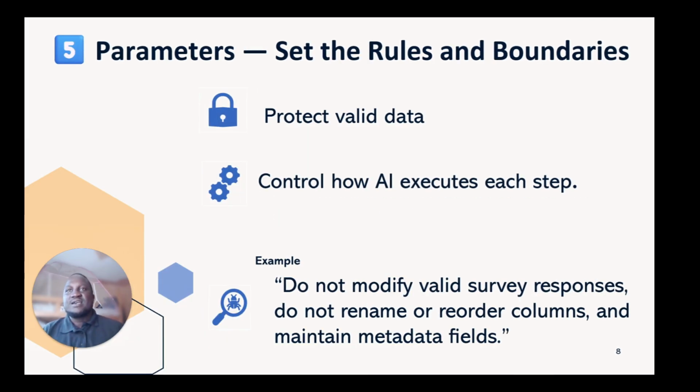The last one is what we call the parameters. So these mainly look at how you're supposed to set the rules and boundaries. These are what we call the guardrails that keep AI from breaking your data set. You're giving it constraints to ensure accuracy and data integrity as well. So finally, you're supposed to add the rules. You add a bit of limitation. So this keeps the AI focused and prevents it from changing things you want to preserve.